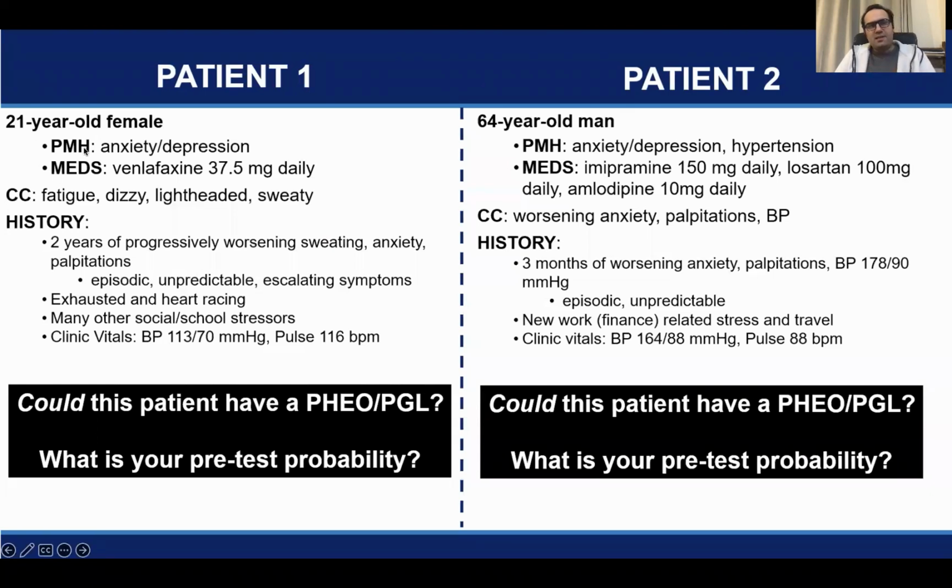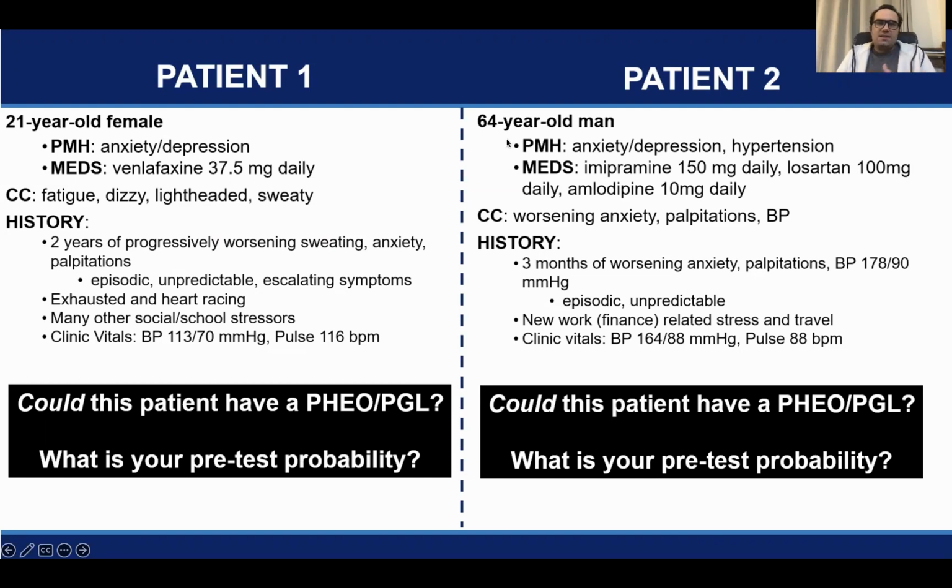A 21-year-old female with a past medical history of anxiety, depression, and she is on venlafaxine, and she complains of fatigue, dizziness, lightheadedness, and sweating. She has a 2 years history of progressively worsening sweating, anxiety, palpitations, and the symptoms are unpredictable and occur episodically, and there are escalating symptoms. She has many social and school stressors, and in the clinic the BP is normal and pulse is 116 per minute. Could this patient have a pheo or a paraganglioma? What is your pretest probability?